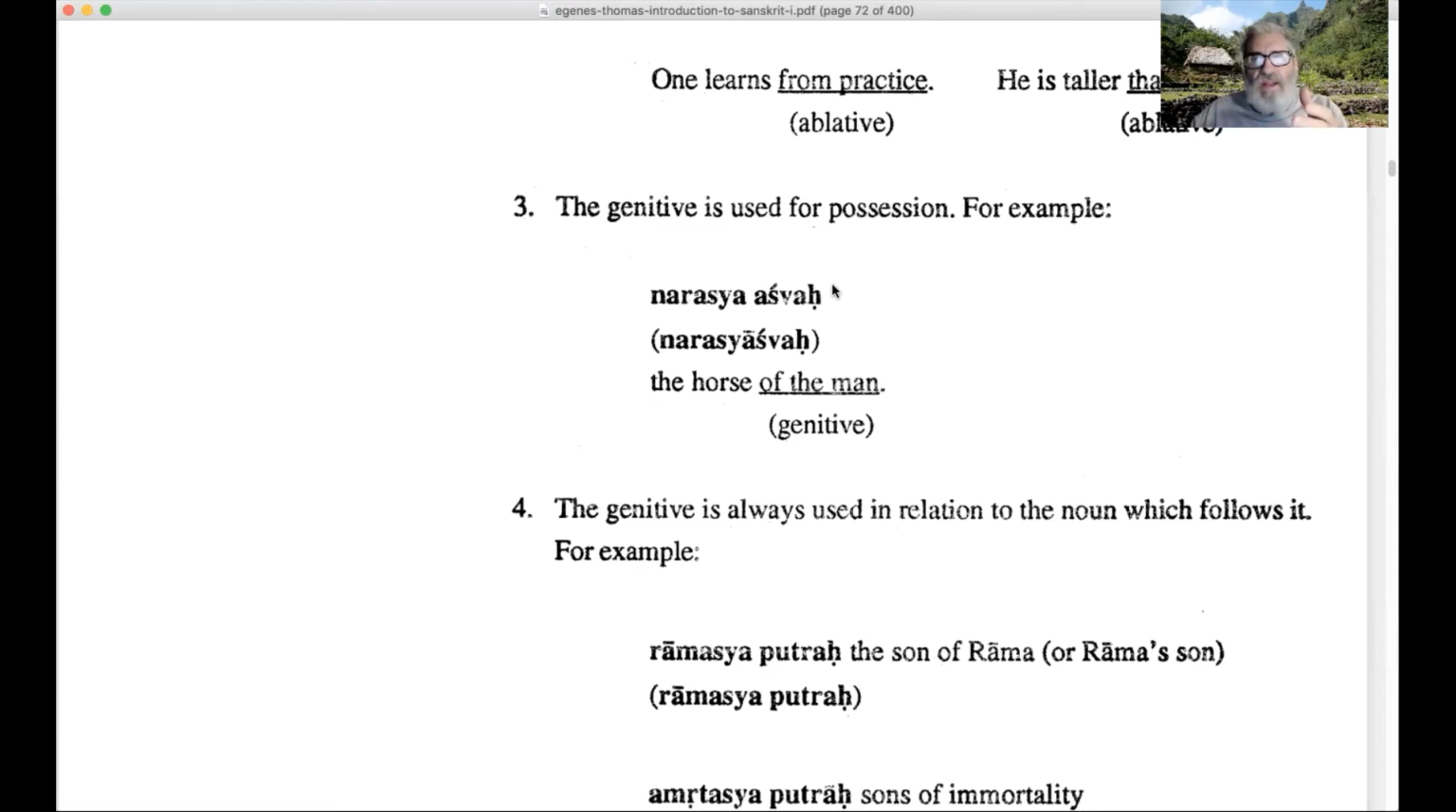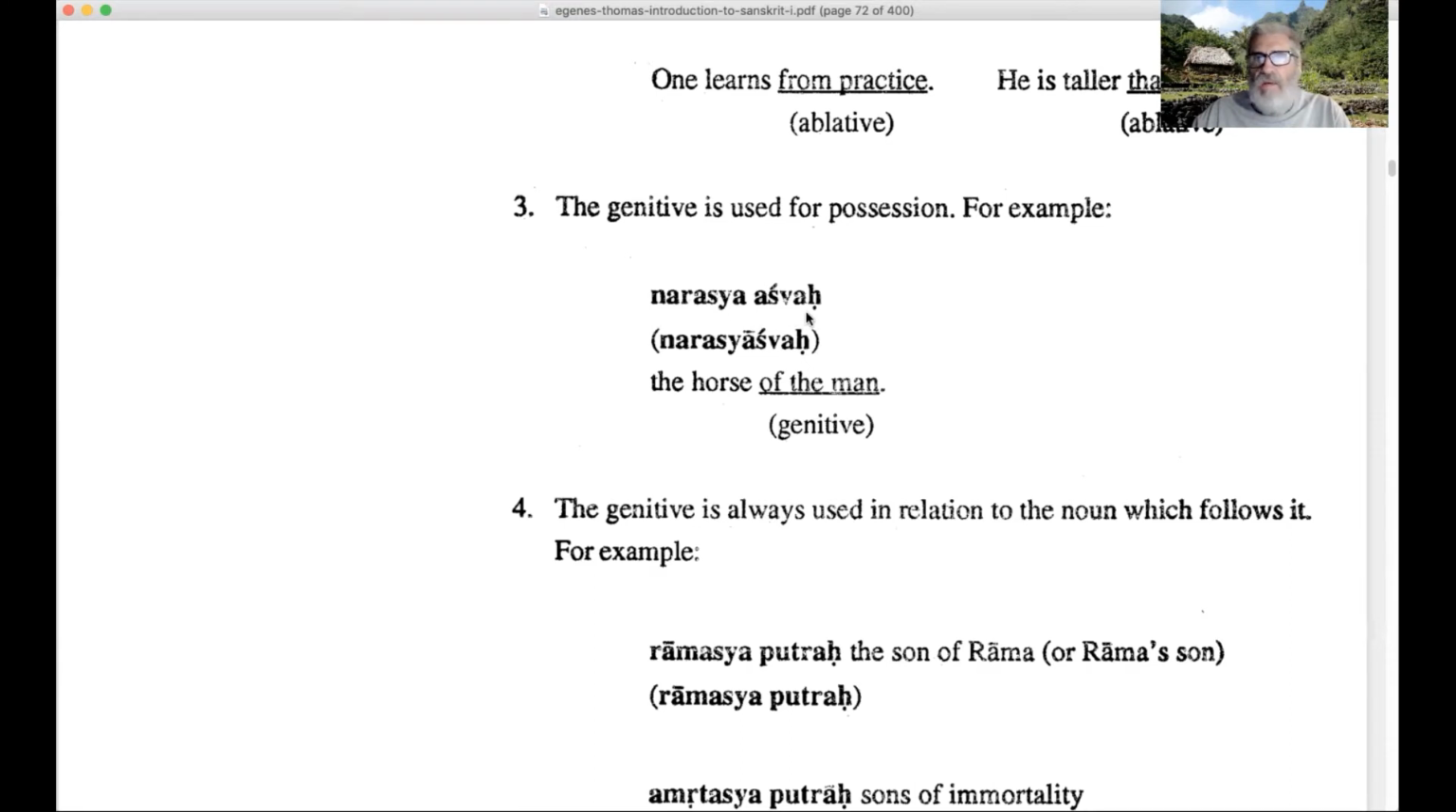Another way of doing it in English is I can say the book of Keshava. If I add of to the noun book, then it shows that Keshava possesses the book. Okay, so there are a couple of different ways to show possession in English. In Sanskrit, it's shown by the genitive case. Here's our example sentence. Narasya ashvah.